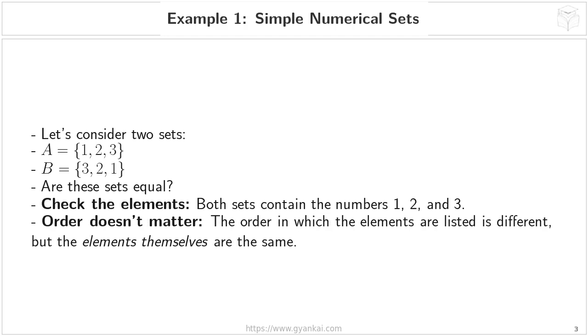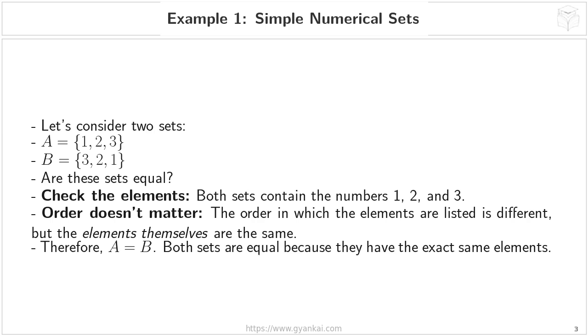Now here's the important part. Order doesn't matter. Notice that the elements are listed in a different sequence in each set. In set A, we have 1, 2, 3, while in set B, it's 3, 2, 1. But because they both contain exactly the same numbers, this difference in order doesn't affect their equality. Therefore, we can conclude that both sets are equal because they have the exact same elements, regardless of how they are arranged.